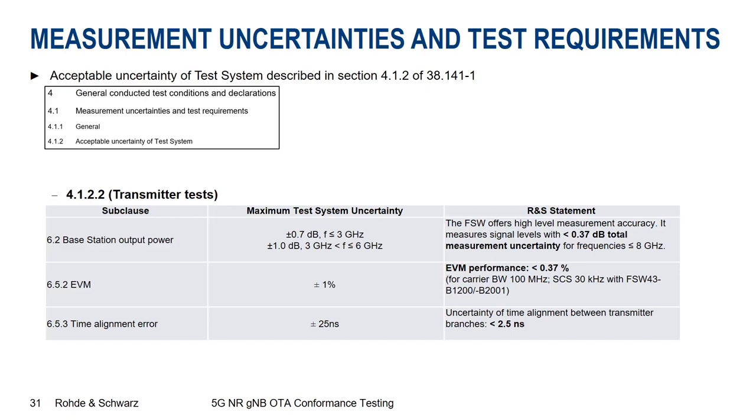So for instance, if you choose here the EVM, which has a requirement of ±1% uncertainty, and the EVM accuracy of an FSW is less than 0.37% specified. So in summary, you can be sure if you choose recommended hardware equipment, you will always fulfill the uncertainty requirements.